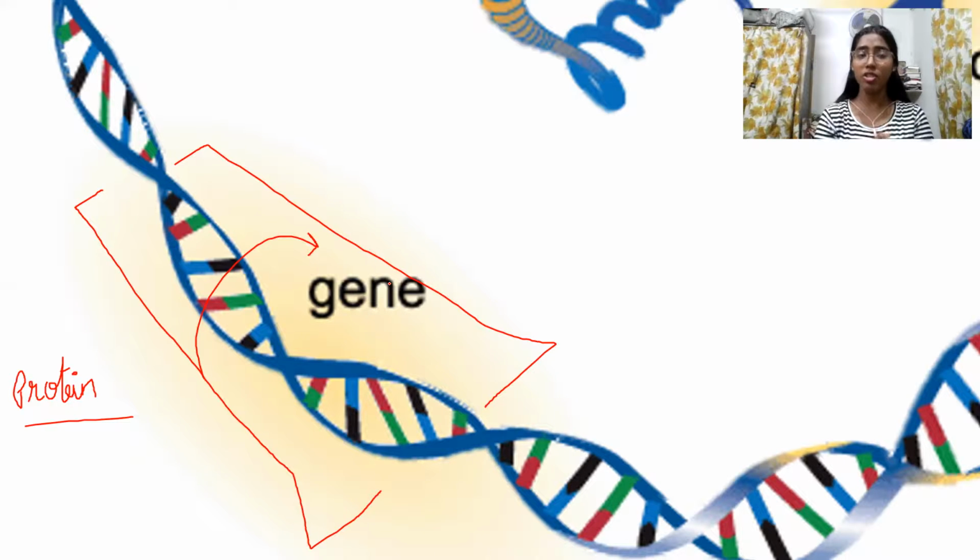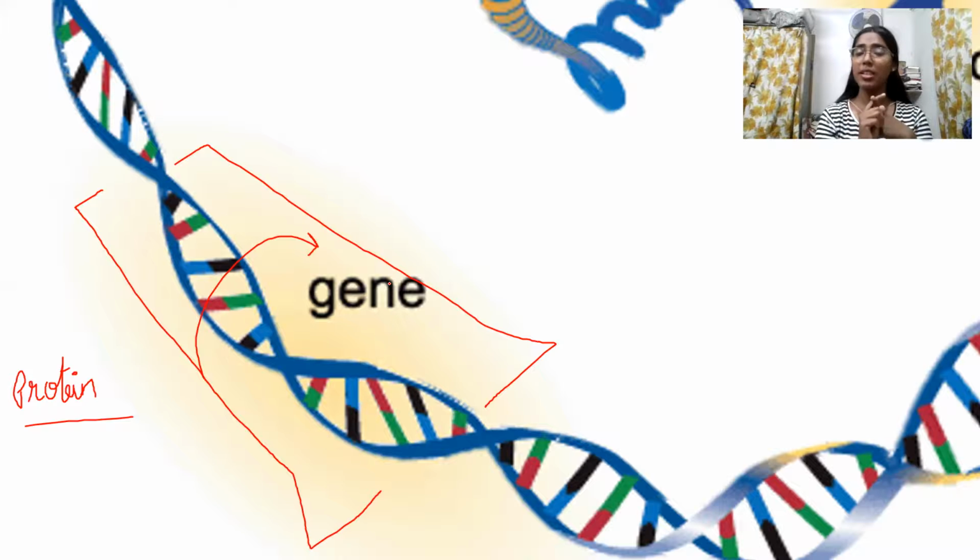In the same way, this gene has all the information of how a protein is made. Or you could say this has all the information of the structures and basic components of the protein. Okay, so this is what the gene is.